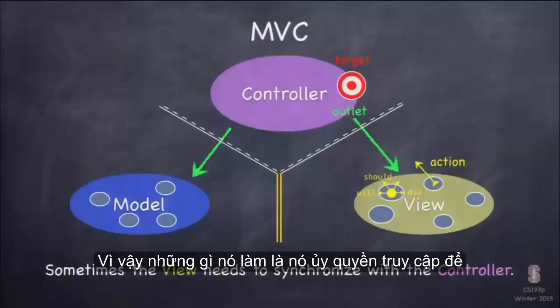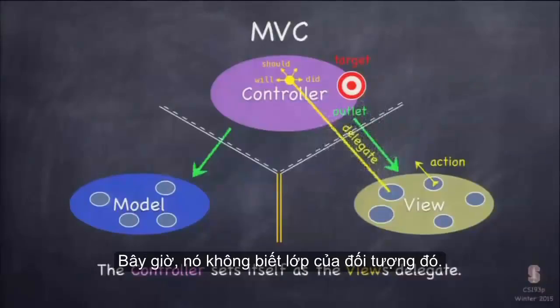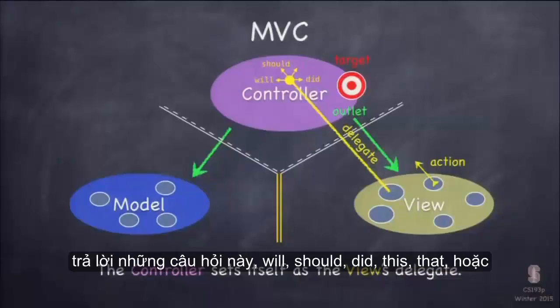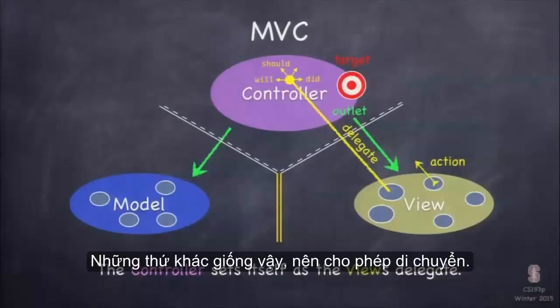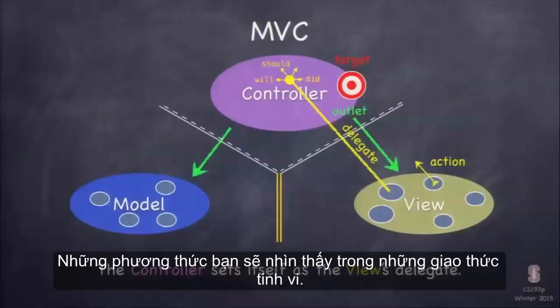So what it does is it delegates the authority to answer those questions to some other object. Now, it doesn't know the class of that object. All it knows is that other object can answer these questions: will, should, did, like should allow scrolling, did scroll to point, things like that. So those are the kind of methods you're going to see in these delegate protocols.